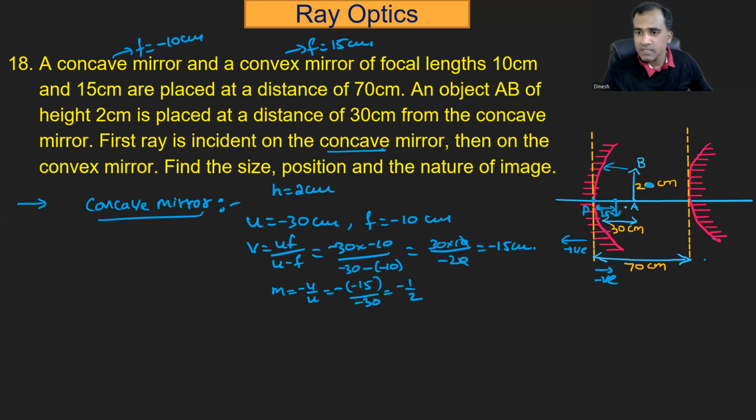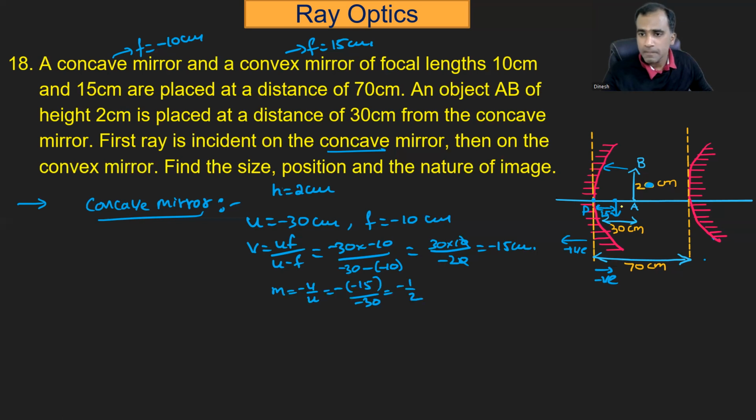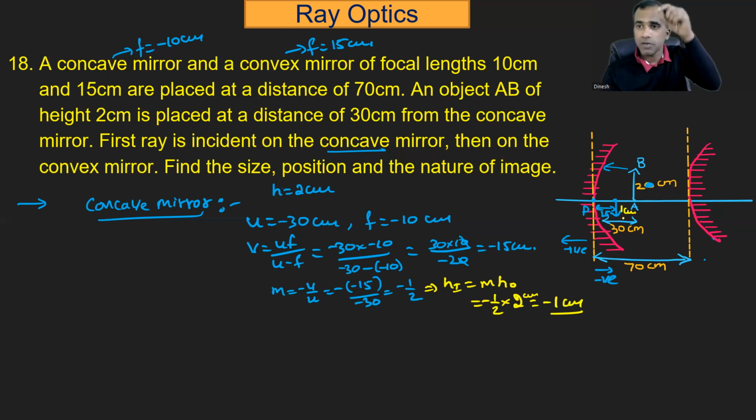So if this is 2 centimeters, how much is the length of this? Can you tell me? How much is this length? It is only 1 centimeter because magnification is minus half. Height of the image is equal to m times height of the object. M is minus half into height of the object, 2 centimeters, which is equal to minus 1 centimeter. Height of the image is minus 1 centimeter. Because it is minus, I have plotted it downwards.